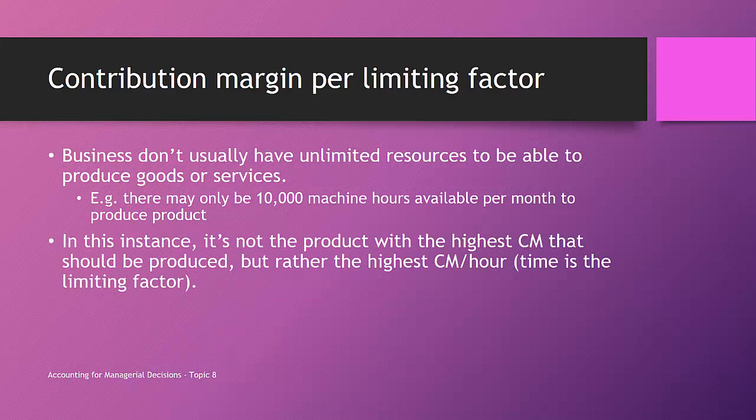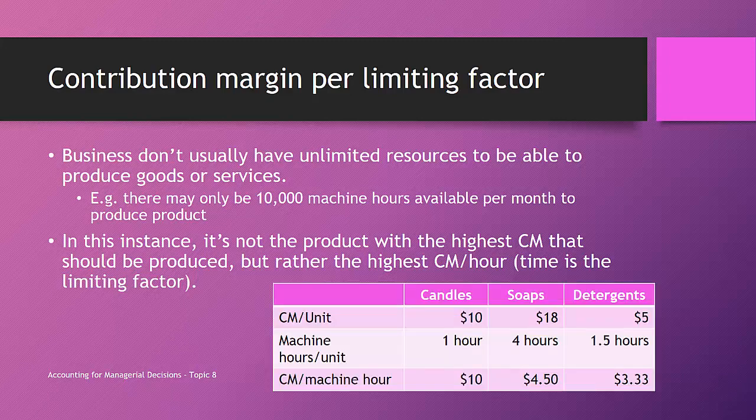When you're dealing with a limiting factor, it is not the product with the highest contribution margin that should be produced, but rather the highest contribution margin per limiting factor. So in this case, per hour. If we have 3 different products, candles, soaps, detergent, with candles at $10 contribution margin per unit, soaps $18, detergents $5, it looks like soap is a lay-down misère, that's the one you use.